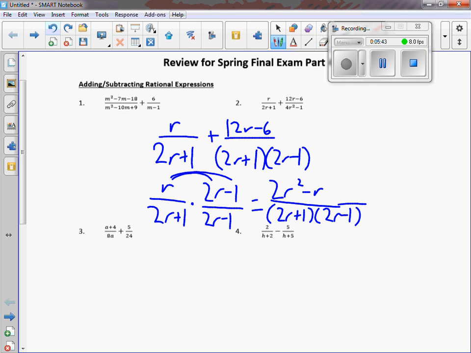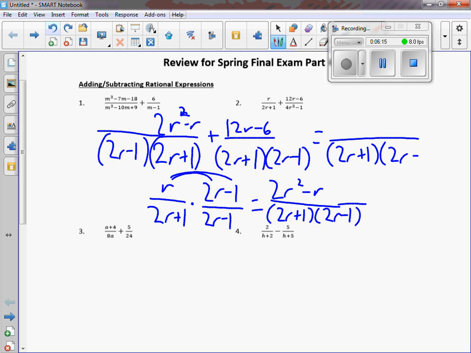That means now we can replace this first guy with this guy. So I get 2r squared minus r over 2r plus 1 times 2r minus 1. See how that kind of evolves after we manipulate the fraction? Then again, same bottom, so we'll keep it as is. Notice it doesn't matter what order these two are written in, as long as both of them are there, it's the same thing.